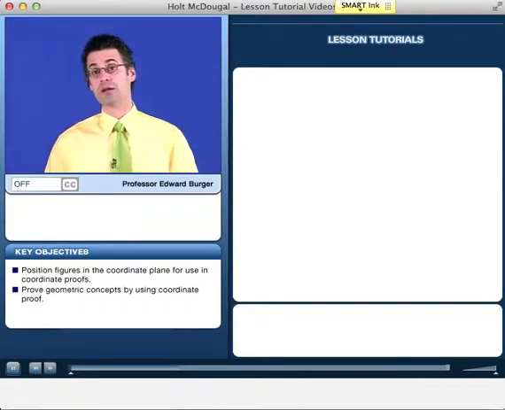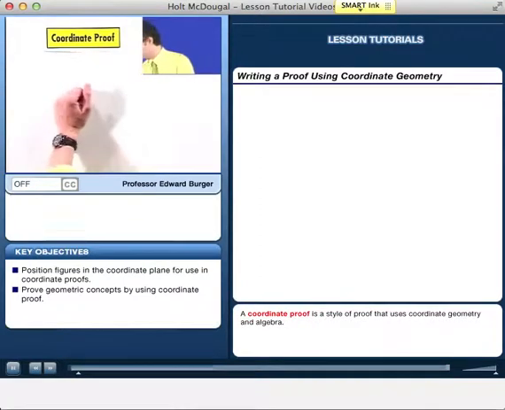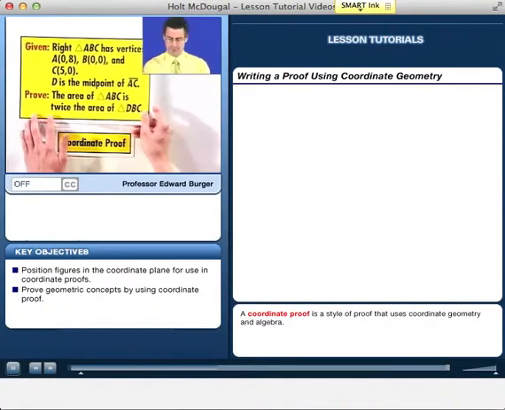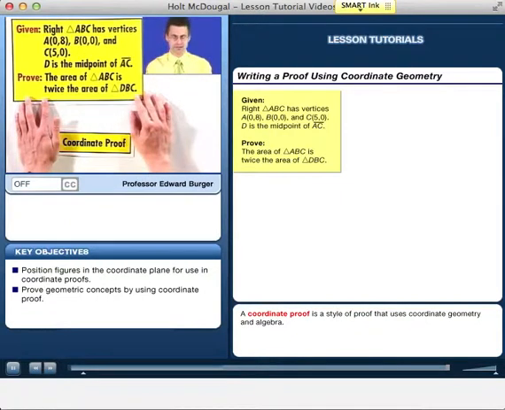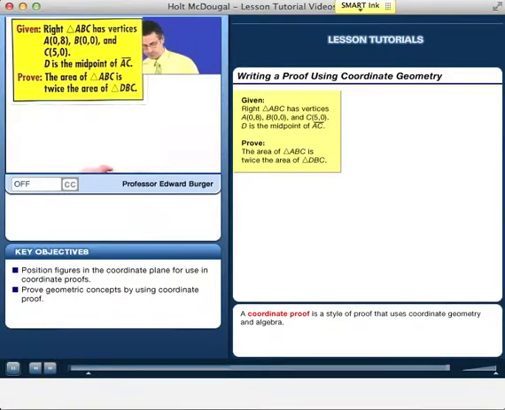If we use the coordinate plane to prove some geometrical result, that's sometimes referred to as a coordinate proof. And I want to illustrate that by proving the following result. So here we go. We've got a bunch of givens, and then we're asked to actually prove something.